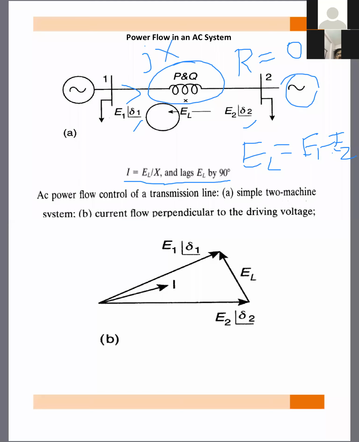The same thing in phasor form: E2 at an angle delta 2 and E1 at an angle delta 1, simple phasors you are representing. Generally delta 2 will be taken as the reference, so only the difference between delta 1 and delta 2 matters, and you can take it as delta. That is the phase angle difference between E1 and E2.